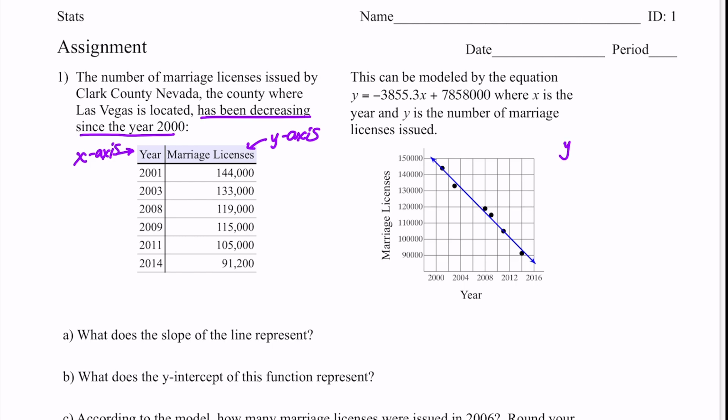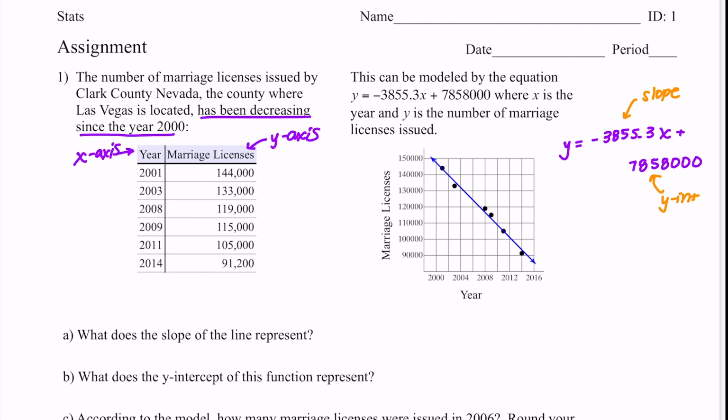And so now we are going to write the equation out, which is y is equal to negative 3,855 and 3/10 times x plus 7,858,000, where x is the year and y is the number of marriage licenses issued. And so the 7 million number is your y-intercept, and this is your slope right here.